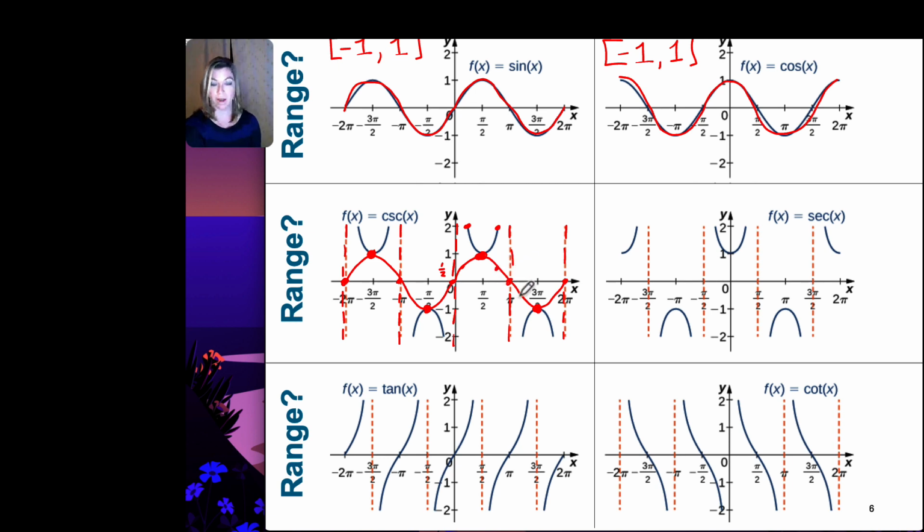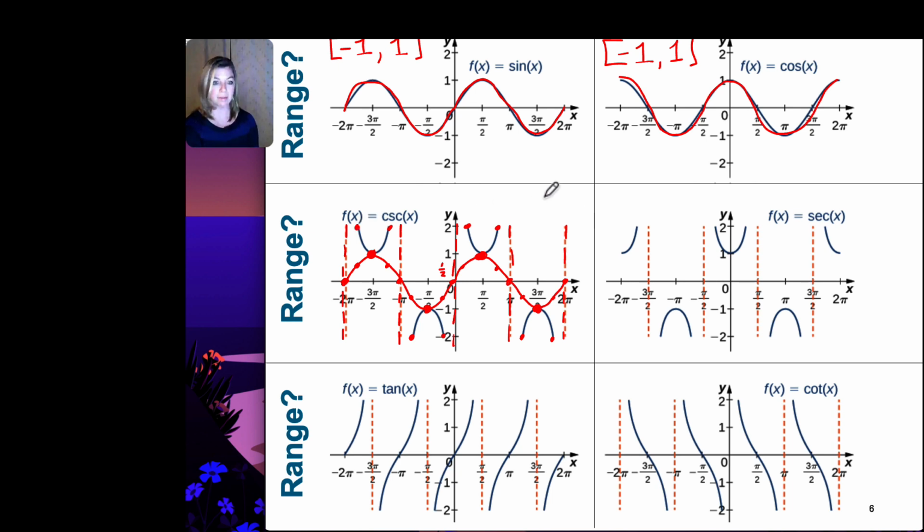Sine is -1/2 right here. Well, the reciprocal of -1/2 is -2. So cosecant, where sine is -1/2, is -2. Here, sine is -1/2, so cosecant is -2. Here, sine is -1/2, so cosecant is -2. Here, sine is +1/2, so cosecant is its reciprocal, 2. And here, sine is +1/2, so cosecant is its reciprocal, 2.